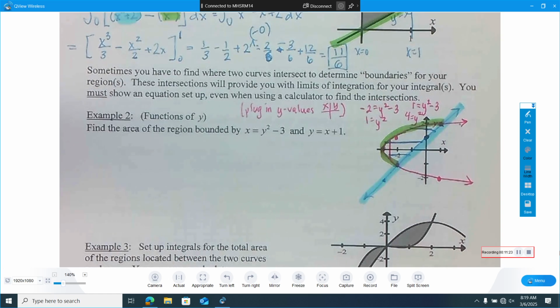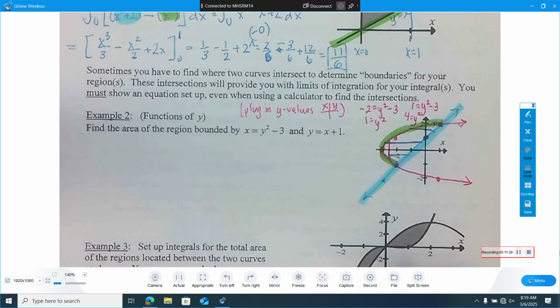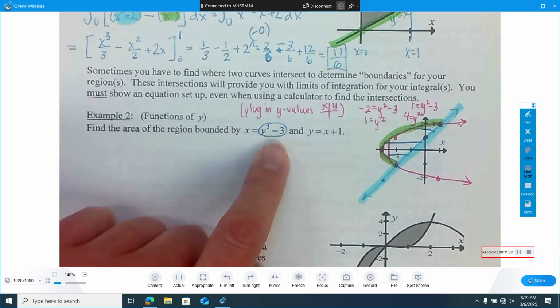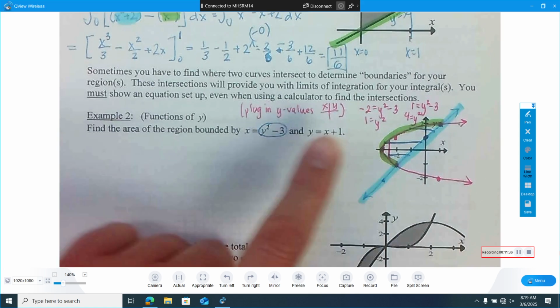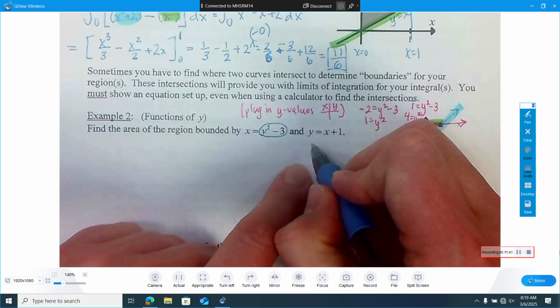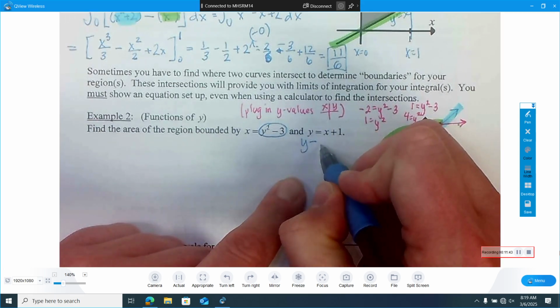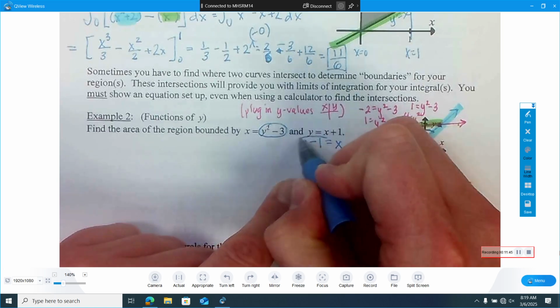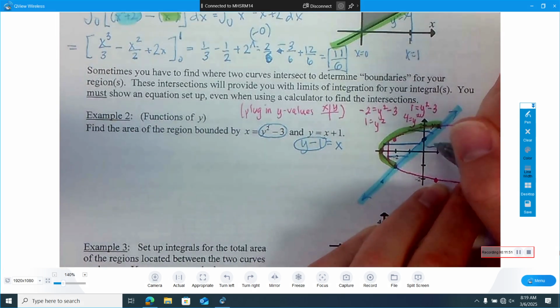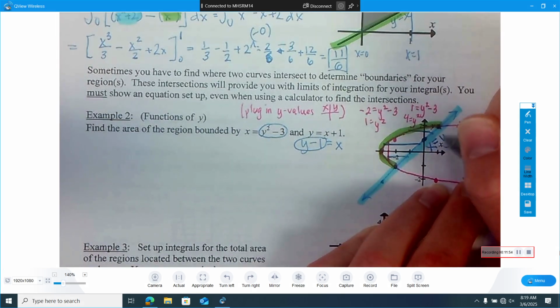We are going to integrate with respect to y horizontally, which means I need everything in terms of y. We can see that y squared minus 3 already has y's in it. This curve, I need to rearrange a little bit. I'm going to have y minus 1 equals x. So there is my curve in terms of y. I'm going to write that down over here. This blue curve is x equals y minus 1.